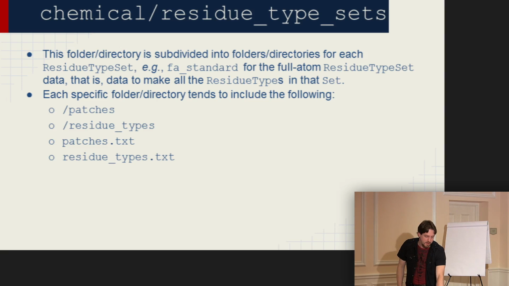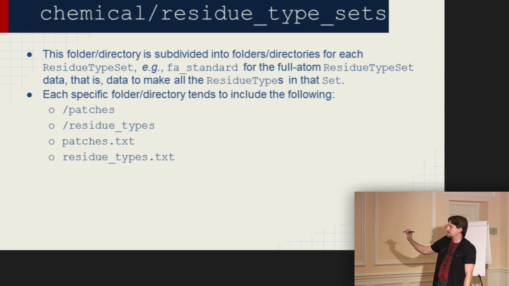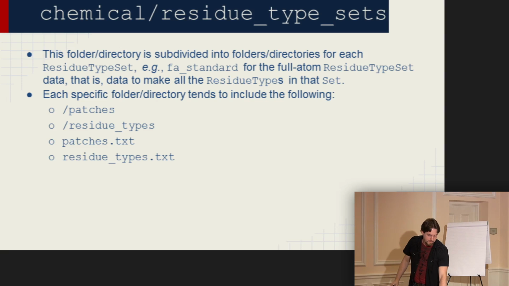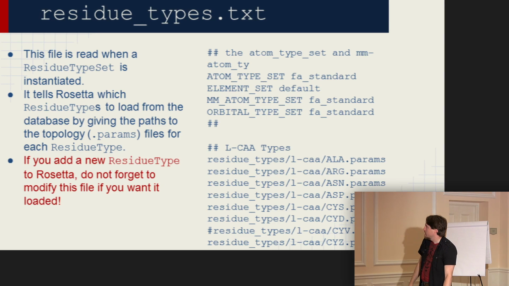So we're going to look at the FA standard example. There tend to be 4 things in each of these type set folders. There's a patches folder, a residue types folder, and then a patches.txt and a residue_types.txt. So we'll go through these in reverse order. So this is residue_types.txt. This file is read whenever a residue type set is instantiated. So when you make a residue type set, it just reads through this file line by line, and basically it goes to this params file, and it reads in all the data from this alanine params file, and creates a residue type and adds it to the set, and it goes to the next line and does it again.